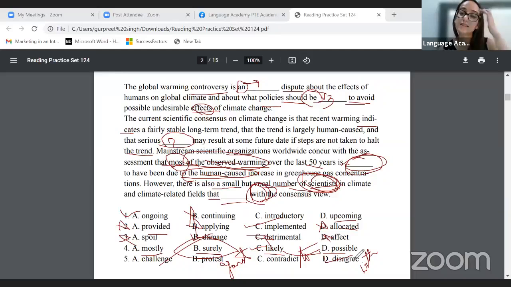The next sentence says that some of the scientists don't agree with this. Contradict comes with to, protest with against, and disagree with the word with. And because we had with in the sentence, we'll go with disagree.